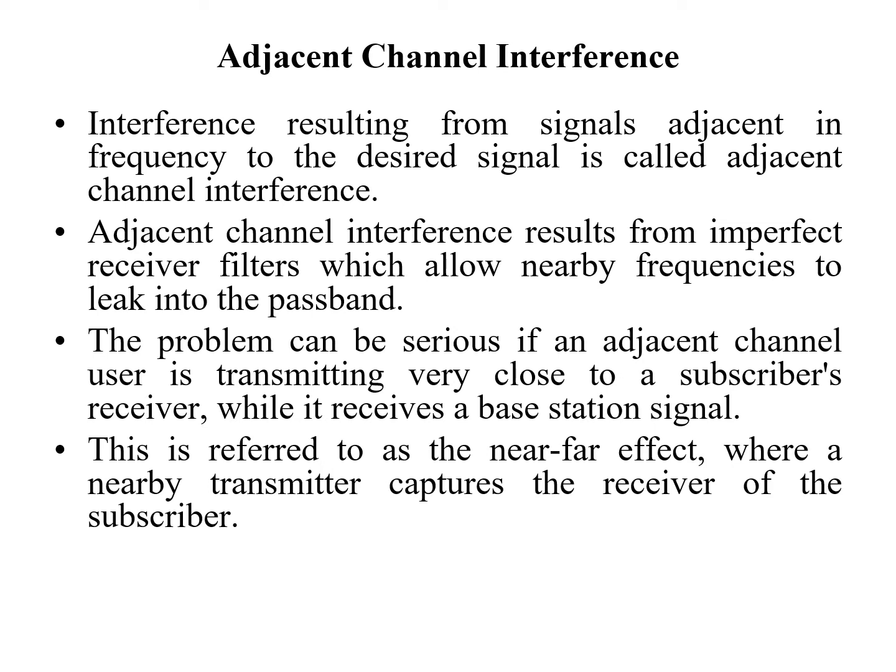Next is adjacent channel interference. Interference resulting from signals adjacent in frequency to the desired signal is called adjacent channel interference. Adjacent channel interference results from imperfect receiver filters which allow nearby frequencies to leak into the passband. The problem can be serious if an adjacent channel user is transmitting very close to the subscriber's receiver while it receives a base station signal. This is referred to as the near-far effect, where a nearby transmitter captures the receiver of the subscriber.